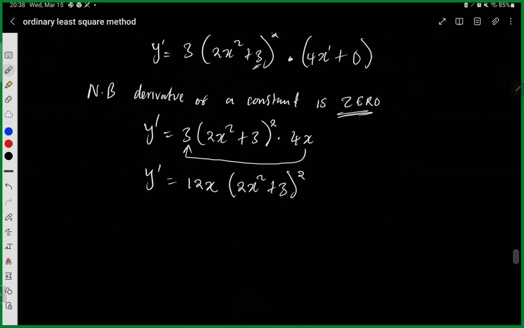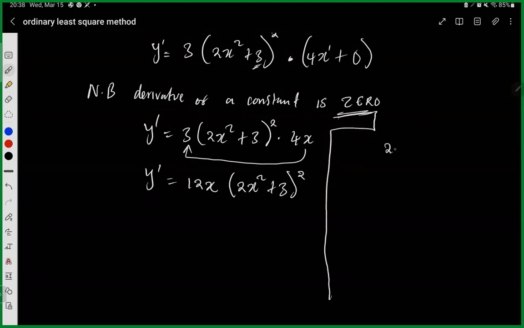Yes, please. Are we able to compute how we are getting a 0, or just to say the derivative of a constant is 0? Okay, let me give an example. The intuition is this.